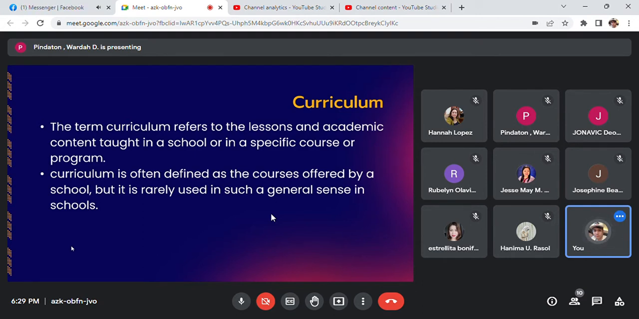Meaning to say, the teachings and academic material covered in a school or in a particular course or program are referred to as the curriculum. Although the definition of curriculum in dictionaries frequently refers to the courses that a school offers, this usage is uncommon in educational settings. Next slide po, ma'am.